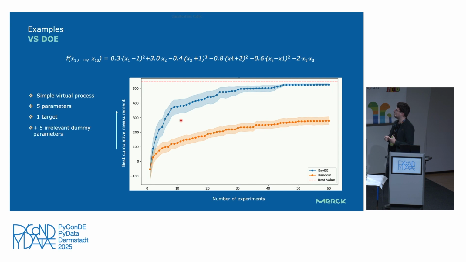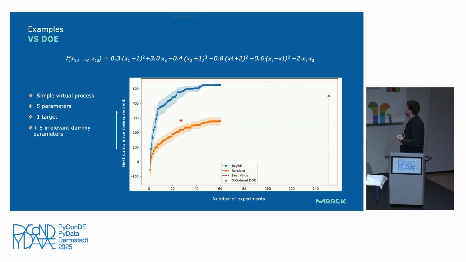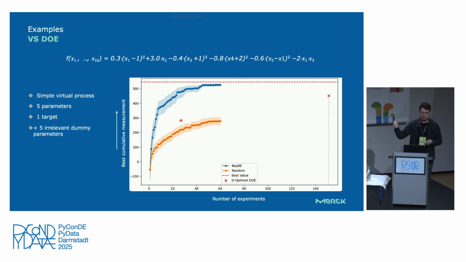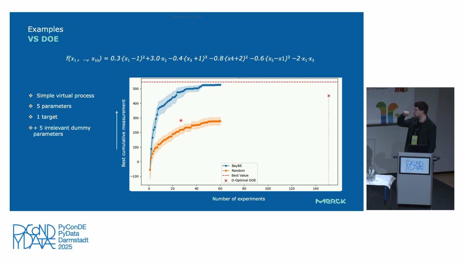But the DOE is not on here. And maybe you can guess why, because actually the result is off the chart, so it would be over there. This is why I also zoom out. So this is a D-optimal DOE. It's really state-of-the-art design. And this is really how bad the result would be. It's so many more experiments, and it's not even close to the optimum. In practice, this means nobody would ever even attempt to use DOE for this problem. So Bayesian optimization can also open doors to tackle problems you would not be able to tackle before.